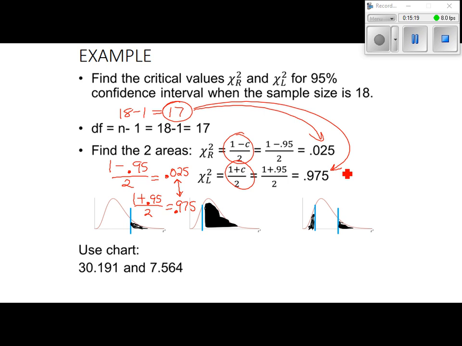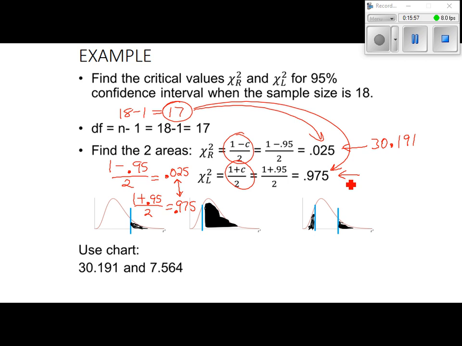So we go to the chart. Have out your chart, you go down the side of the chart, you go down to 17, and for the first one here, we go over to 0.025, and we match it up, and it says 30.191. These numbers are going to be a lot different than the numbers that we're used to dealing with. So that's our right critical value.